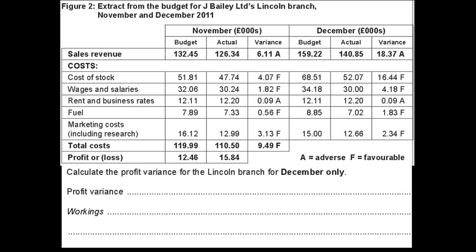So probably best to look at this in the context of an exam question. The question here is: calculate the profit variance for the Lincoln branch for December only. Now, this is just an extract from the case study. There's some written work here, but I always encourage students to look for as many calculations as possible. Now, for this question, we only need to calculate the profit variance for December.